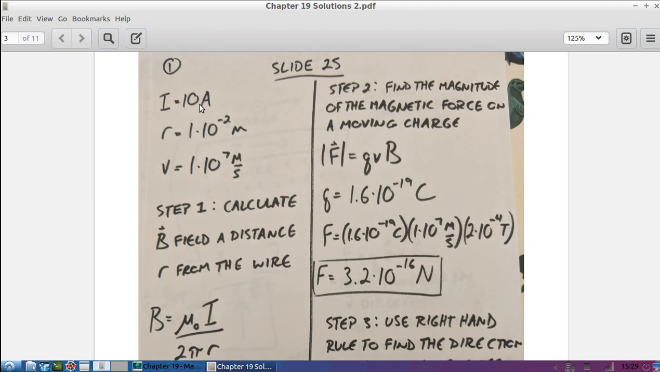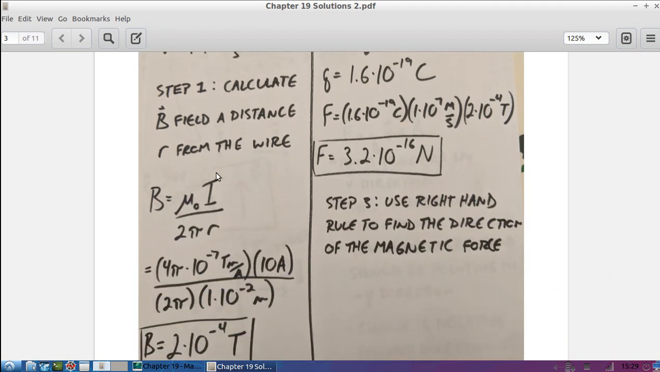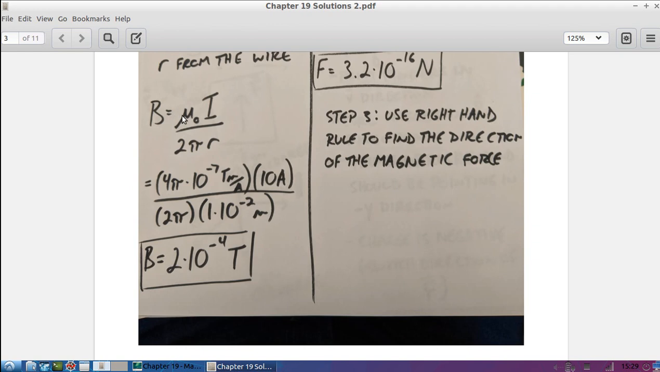I've got a 10 amp current. The electron is 10 centimeters above the wire, and the speed of the electron is 1 times 10 to the 7 meters per second. So the first thing we're going to do is calculate the magnitude of the magnetic field using mu naught I over 2 pi r. So I've got a 10 amp current. I'm 10 centimeters away from the wire. Using this expression, I calculate the magnetic field, which is 2 times 10 to the negative 4 Tesla.